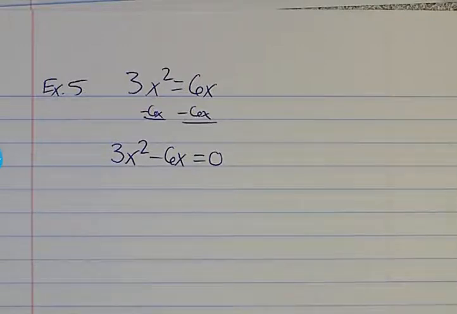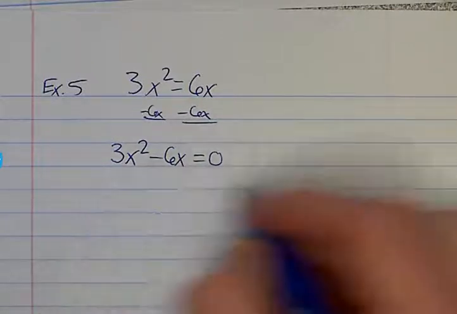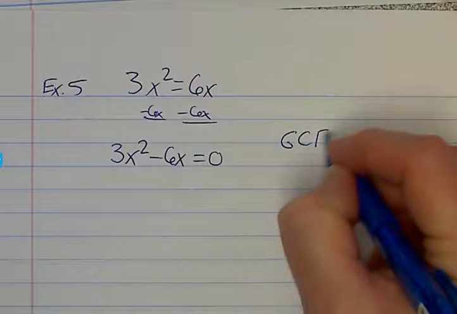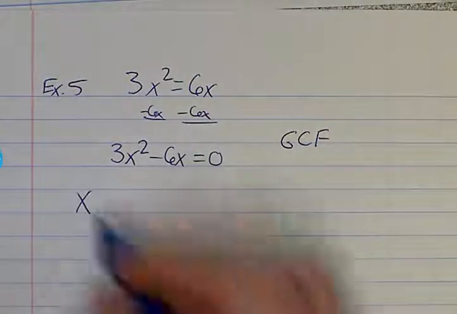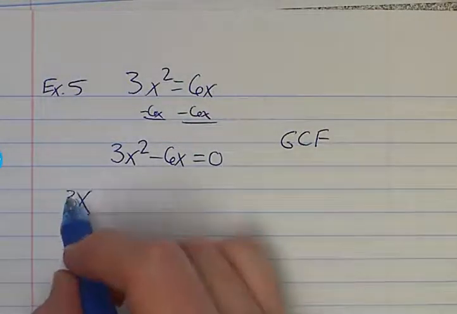Or what do they have in common? Okay, you can divide them, right? So in this case, you've got 3 and 6. Now they both have an x, so let's take out the GCF. So take out the x. 3 and 6, you can divide them both by 3.